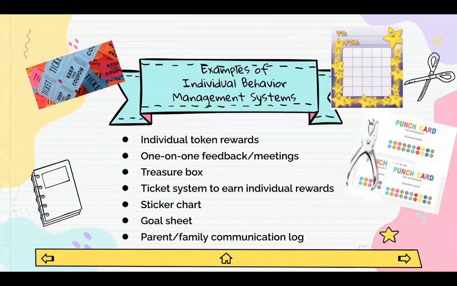Some examples of individual behavior management systems involve earning rewards through positive behavior exhibited, having one-on-one specific feedback to students in order to create learning or behavior goals, earning rewards like treasure box or lunch with a teacher through sticker charts or ticket reward systems.